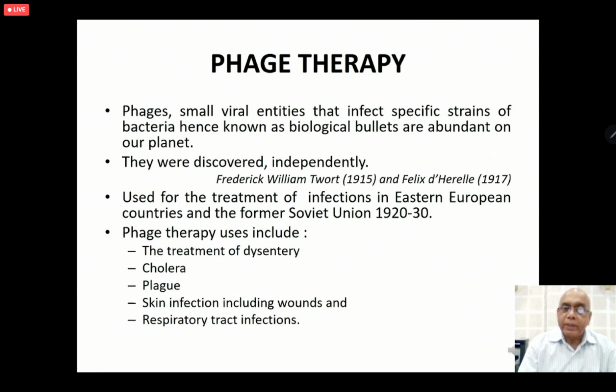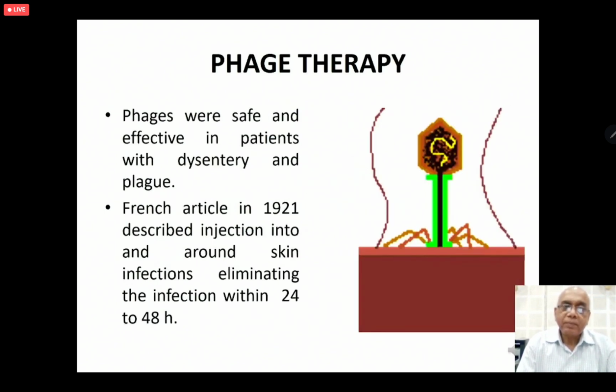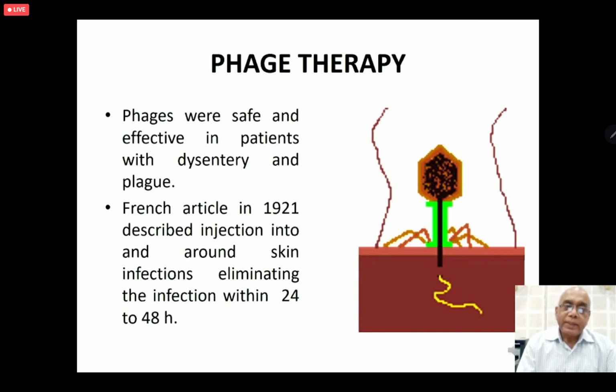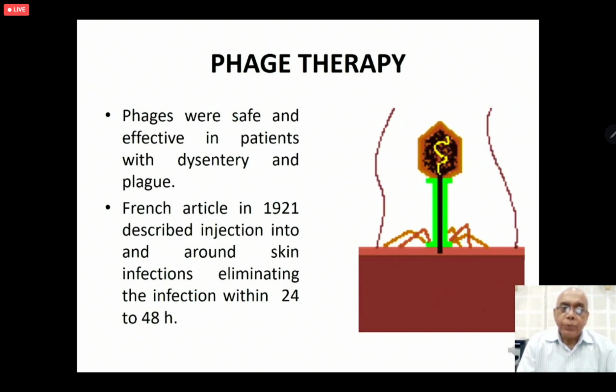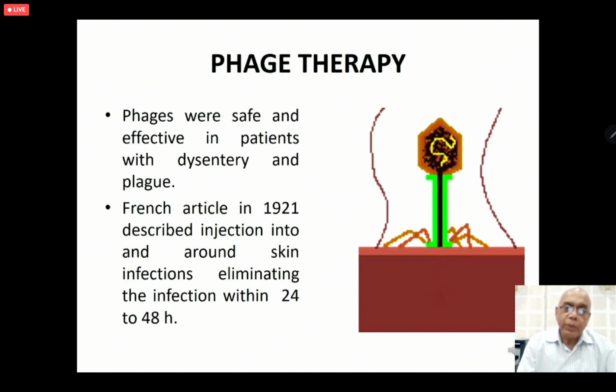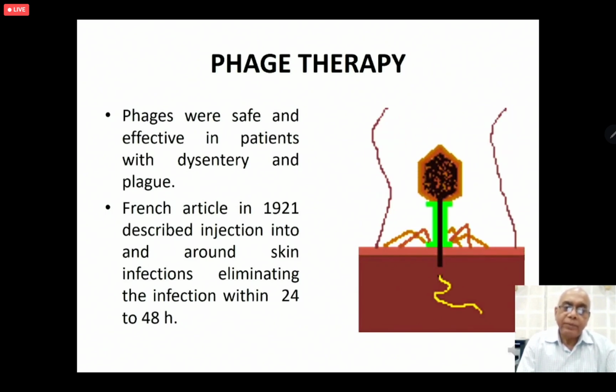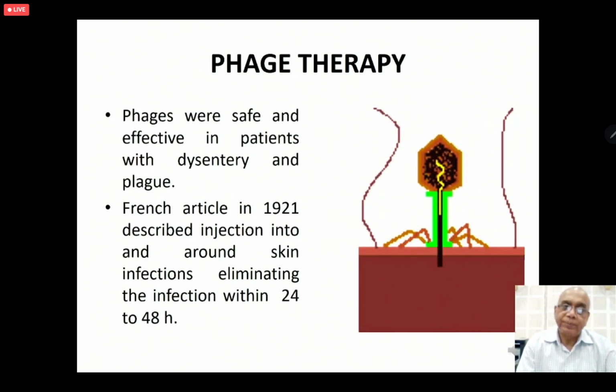They have been used for the treatment of infection in Eastern European countries and the former Soviet Union from 1920 to 30. At that time, the indications for usage of phages were the treatment of dysentery, cholera, plague, and skin infections including wound infection and respiratory tract infection. Phages were safe and effective in patients with dysentery and plague. A French article in 1921 described injection into and around skin infections, eliminating the infection within 24 to 48 hours.